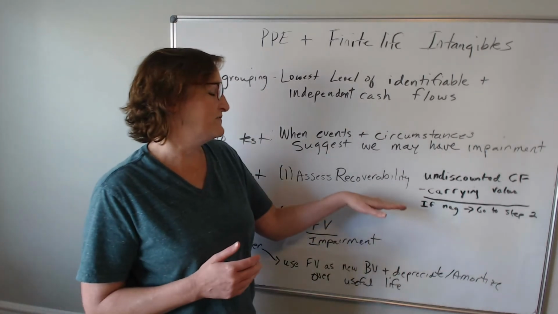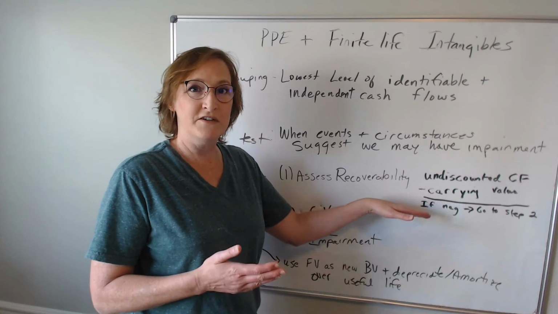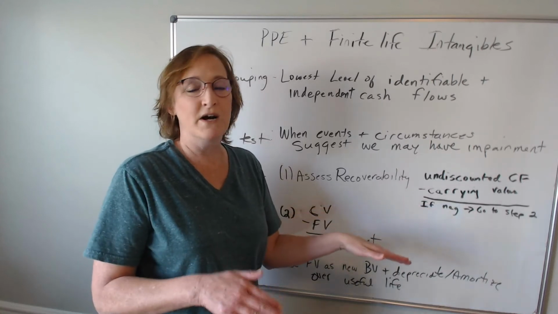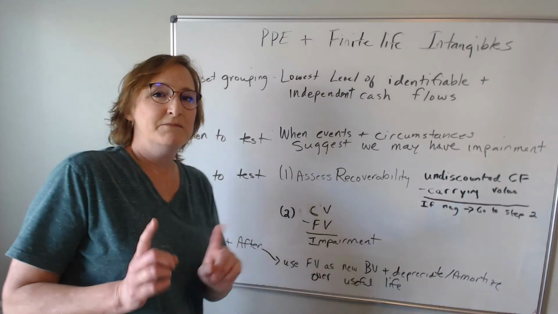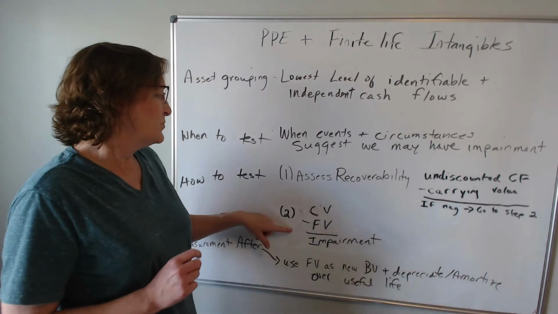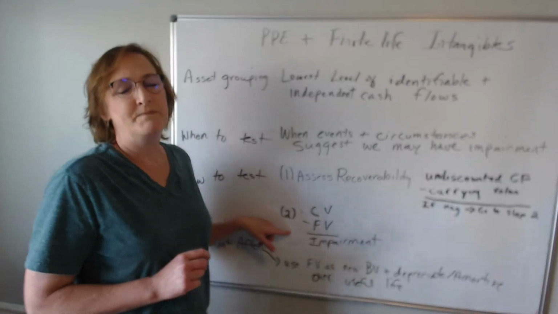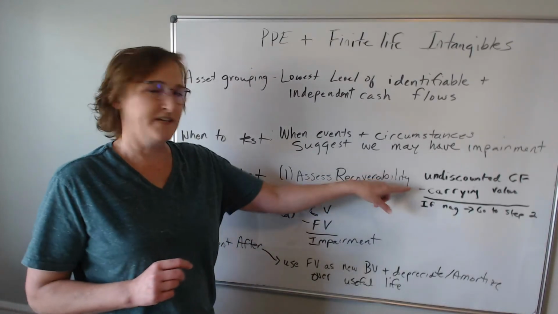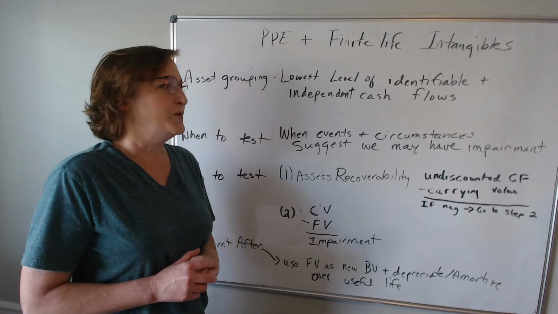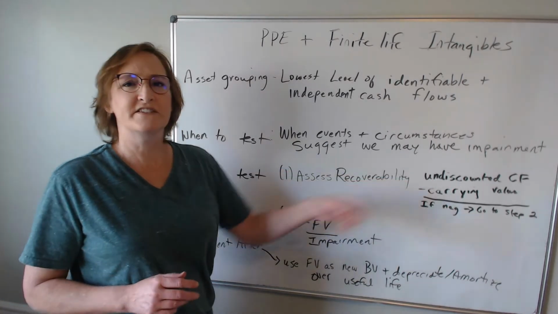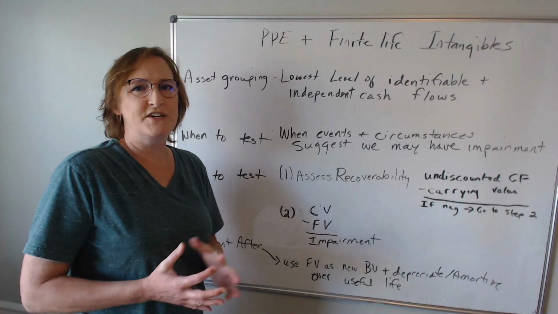So if there's no problem here, if it's positive, no impairment required, nothing done, no step 2. But assuming it's negative, we take this formula here, and we're looking at carrying value. It's the same one. And now we're going to look at fair value. So what's happened, we had this undiscounted cash flows. How are we going to get fair value?